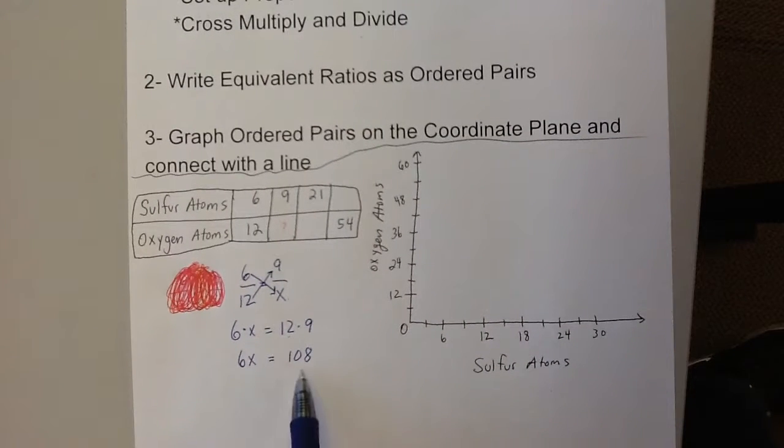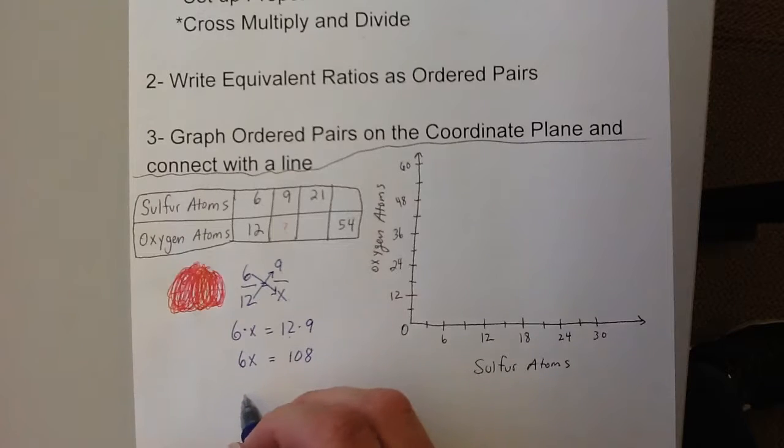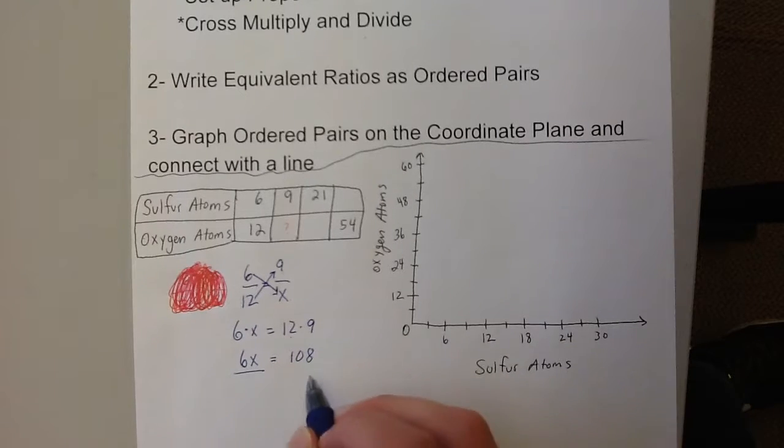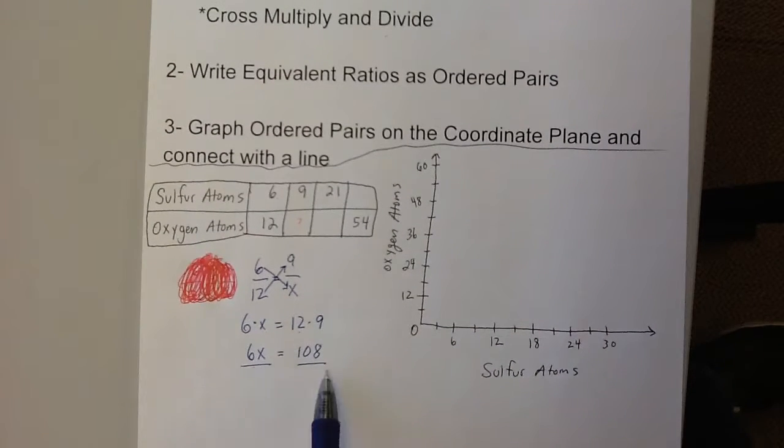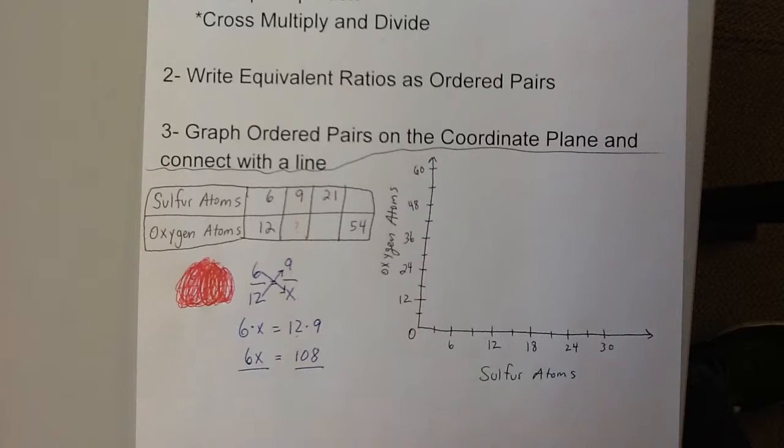So if 6X equals 108, then if I want to get X by itself to figure out what X is equal to, I do the inverse operation of multiplication. Since right now I'm multiplying 6 times X, to get X by itself I do the inverse of multiplication, which is division. Now I divide both sides by the coefficient of X. The coefficient of X is the number in front of the variable X. In this case it's 6.